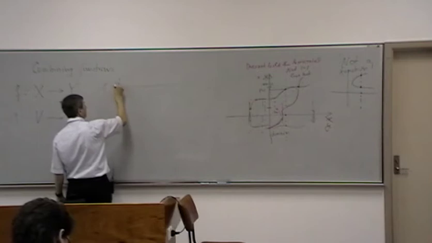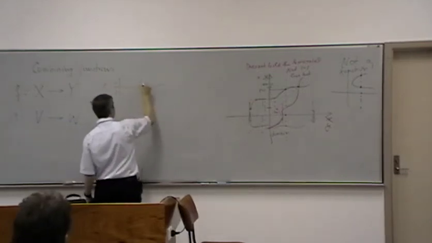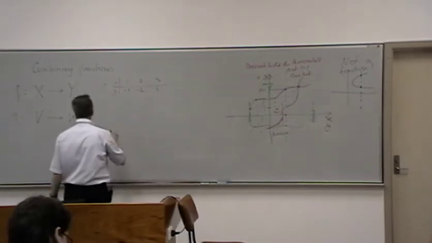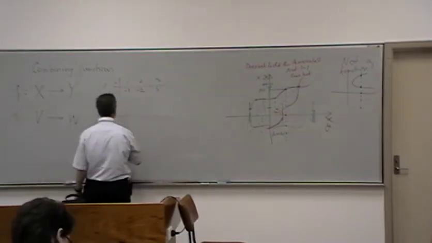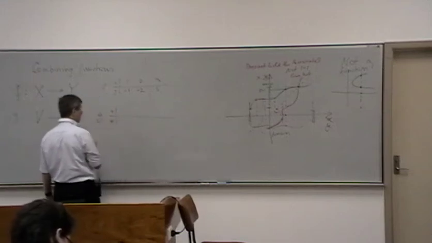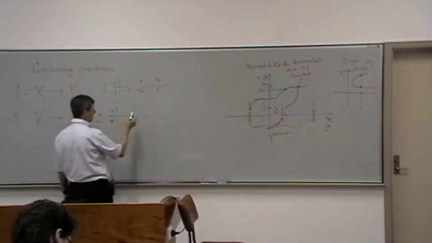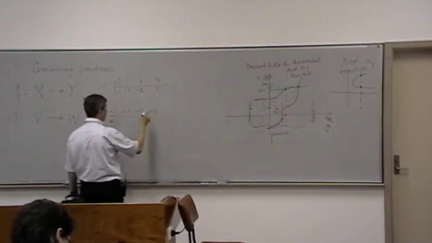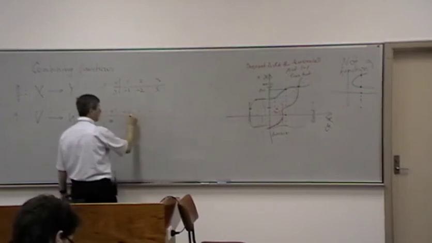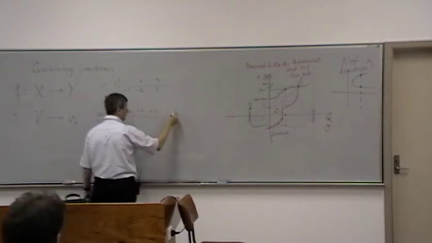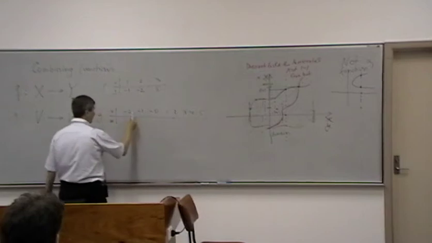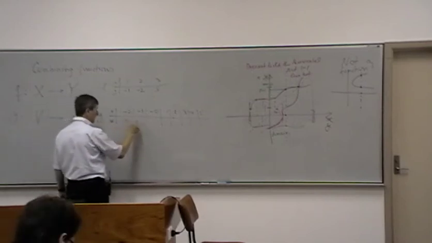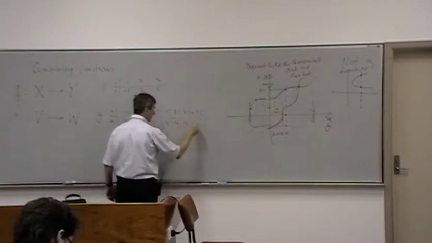Say f is given by a table x, y, say 1, 2, 3, and -1, -2, 5, and g maps V into W, and say this is -2, -1, 0, 1, 2, 3, 4, 5, and we get here 10, 11, 12, 13, 14, 15, 16.